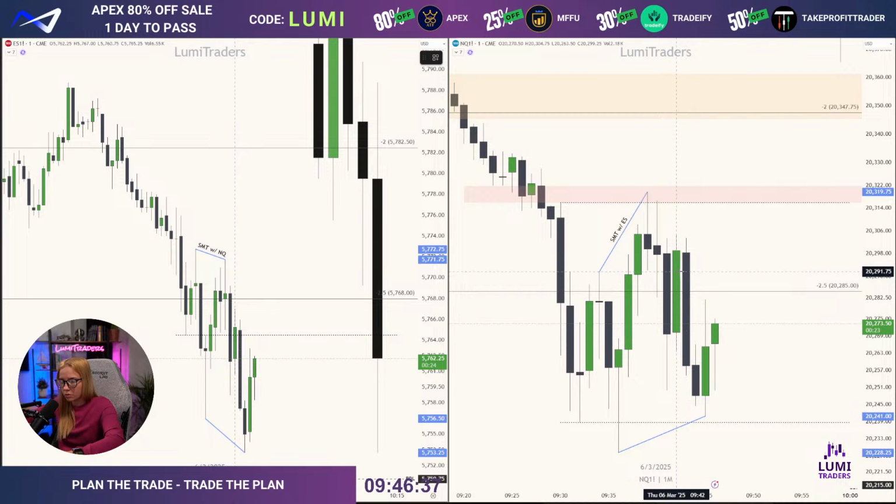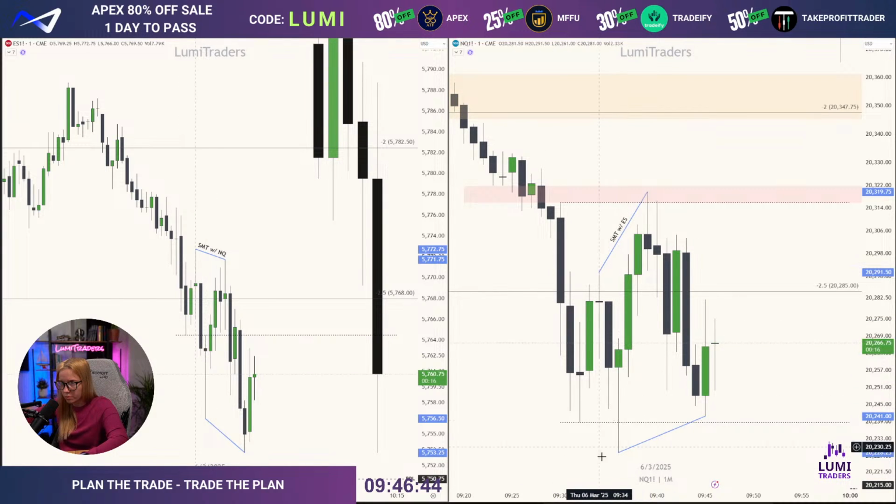So trying to hold this candle range. Do we have any first presented fair value gap? Yeah, right here. That's first presented fair value gap.